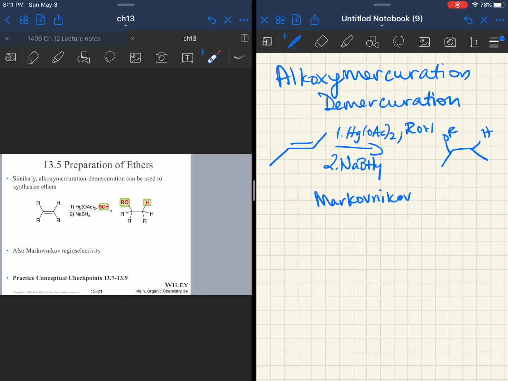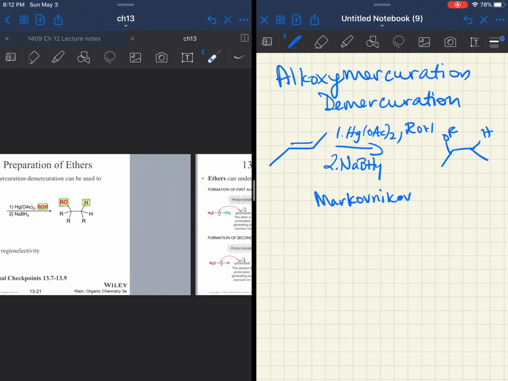All right. So when you see this reaction, especially as we move into the final where all reactions are fair game, it's really important that you pay attention to what solvent is on that arrow with HgOAc2. It is going to make a difference in what product you predict.